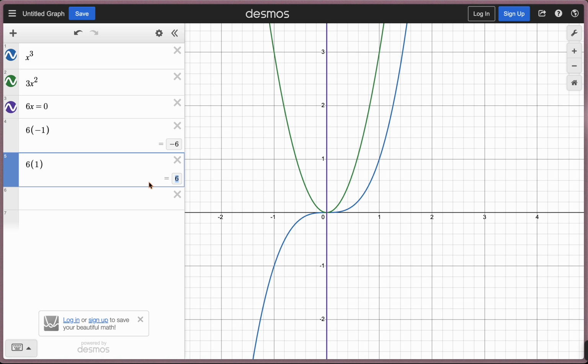So, in summary, a function has a point of inflection at x equals a if it's defined there and if the sign of the second derivative changes as x passes through a.